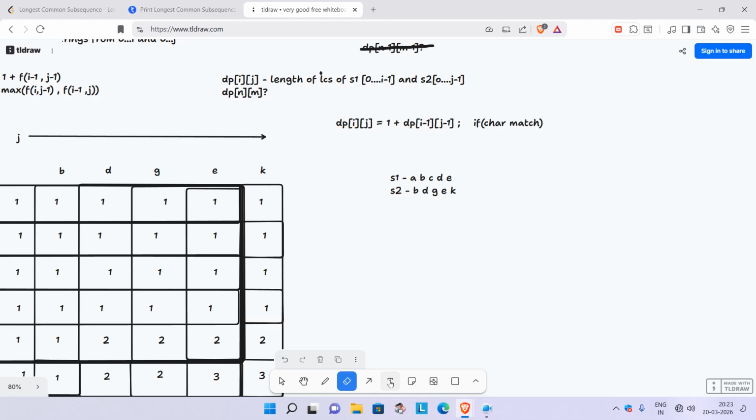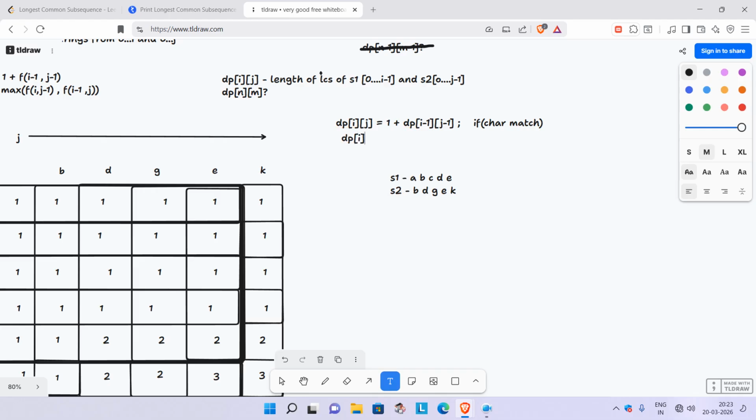So this is for this path, and if the characters don't match, in that condition we use dp of i, j, which is nothing but the max of dp where at one time we move only i, and another time we simply move our j. So these are the two cases, and we take the maximum. This is for the case if the characters do not match.